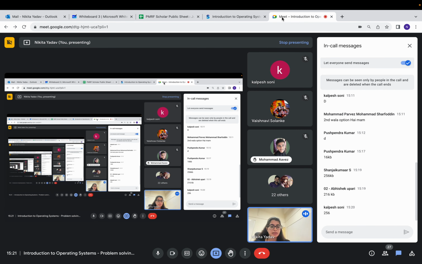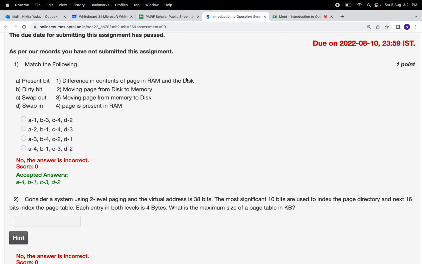Yes, ma'am. So, in two-level paging, can we look at the question once again? The virtual address of 38 bits is given, so 2 to the power 38 is the number of addresses. Each page table entry is 4 bytes. We need to calculate the page table size, and the page size is given.